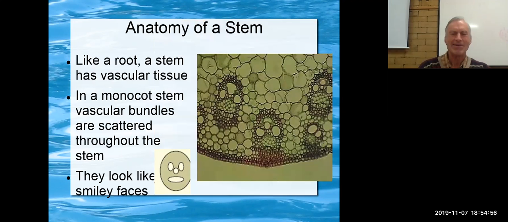So now we're going to cross sections of the stem, and we have little smiley faces here, sometimes called monkey faces. So like a root, a stem has vascular tissue. In a monocot stem, the vascular bundles are scattered throughout the stem. They look like smiley faces. So here on this stem, the smiley faces are upside down, but you can see them there.